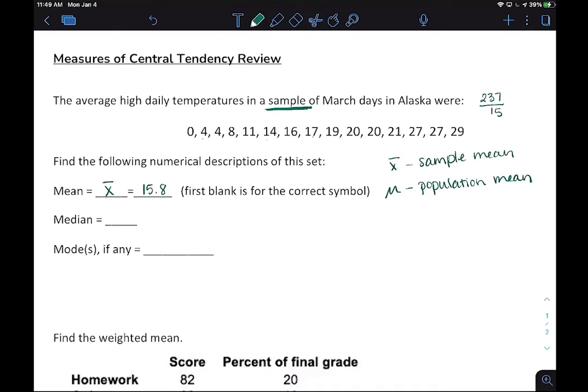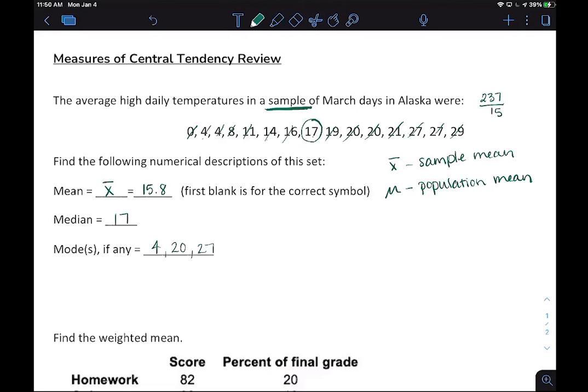Okay, median. Remember, median's our middle number. So here, our middle number is 17. If we have an even number of data entries, remember we find the average between the two numbers in the middle to find that median. And then what about mode? What's our mode here? 4, 20, and 27. Correct.